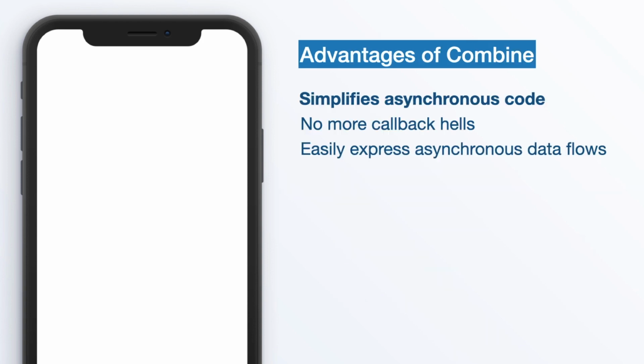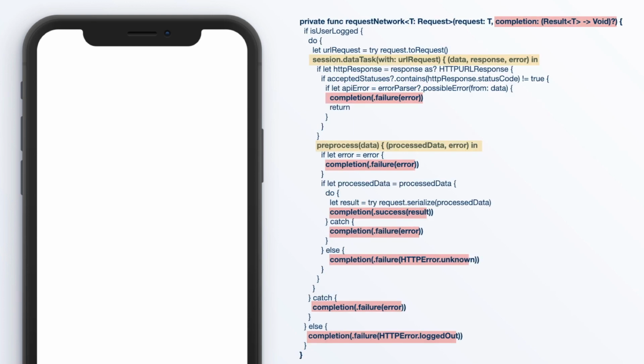Now, why do we even need Combine and what are the advantages of using it? Well, it simplifies your asynchronous code. More specifically, it means you do not have to worry about callback hell. Now, what do I mean by callback hell?